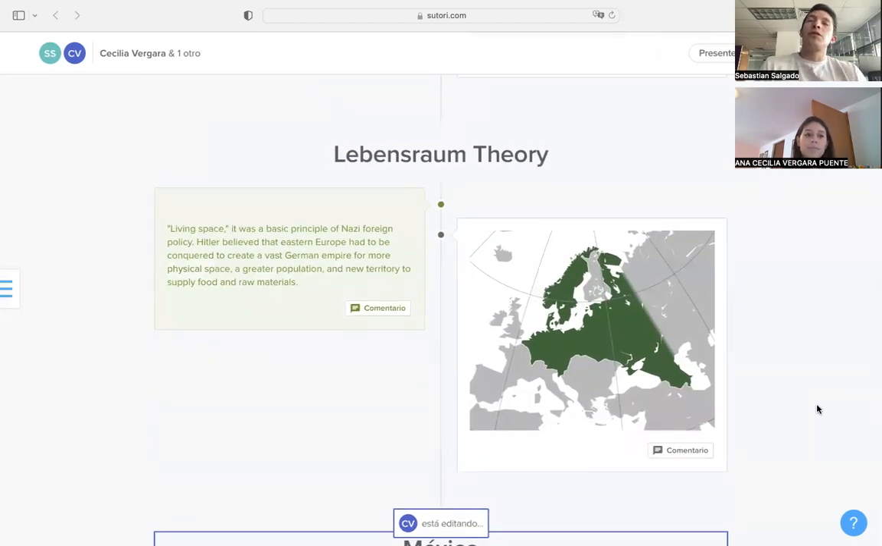All right. So the Lebensraum theory, the meaning is living space. It was a principle of Nazi foreign policy. Hitler believed that Eastern Europe had to be conquered to create a vast German empire, for more physical space, a greater population, and new territory to supply food and raw materials. We can see throughout history, for example, when the Japanese invaded Manchuria in China before World War II, and nowadays when Russia invaded Ukraine, that kind of example of this theory.